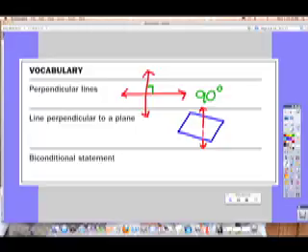But if it's 90 degrees, make sure you get that symbol on there. So the 90-degree angle would be right here where it's touching the paper and going through it. That's a line perpendicular to a plane.